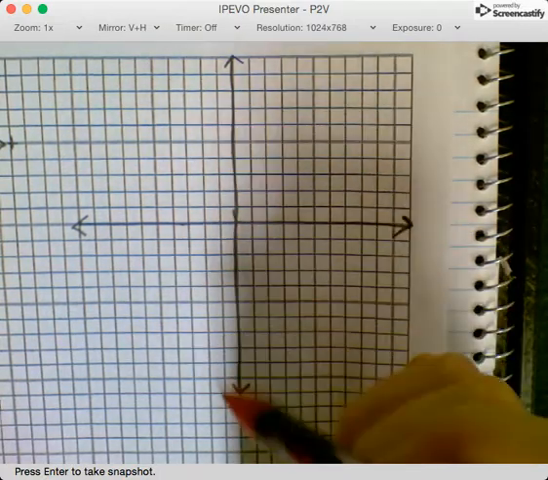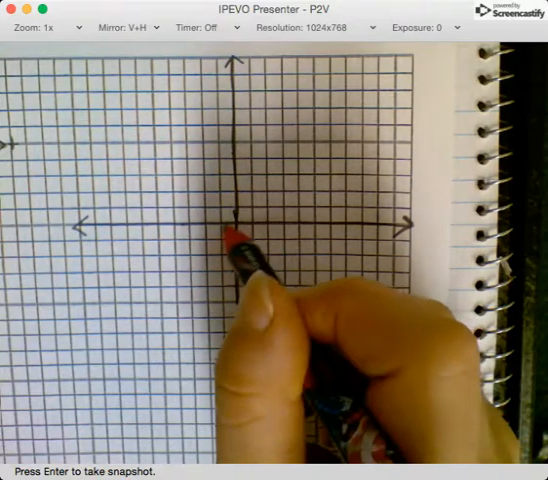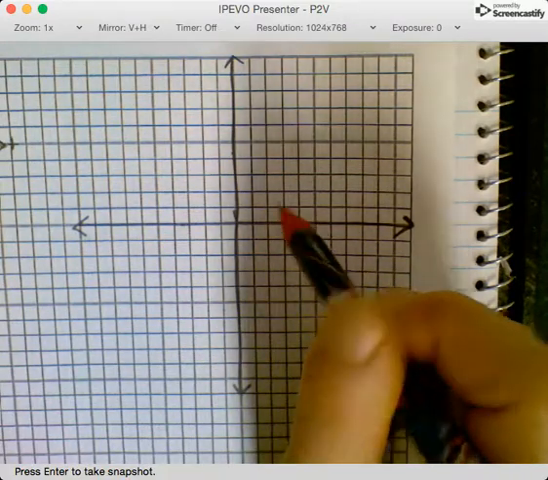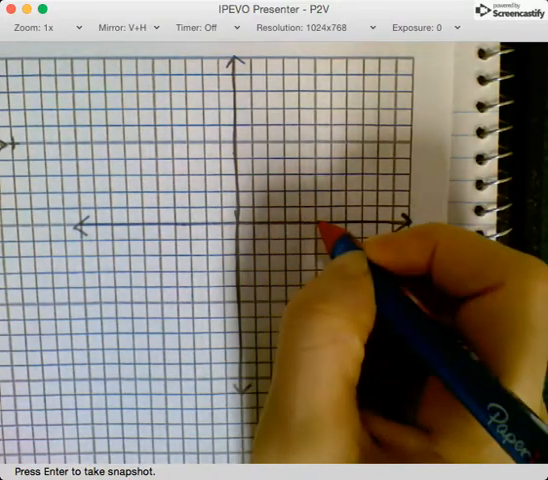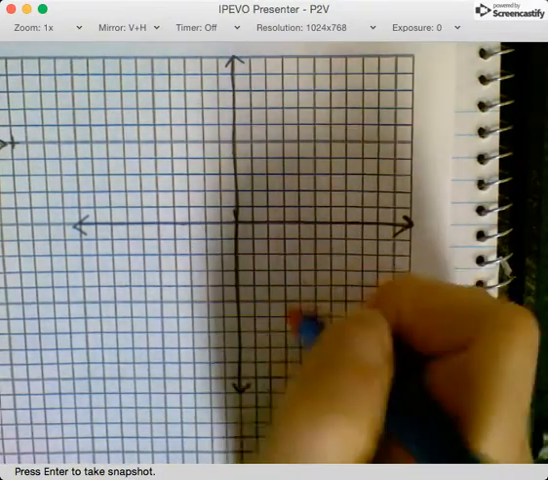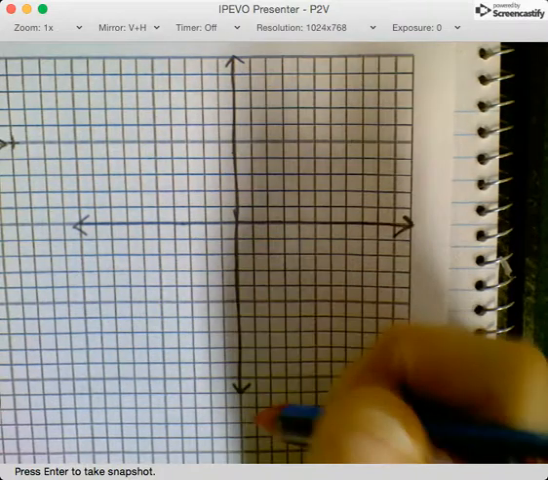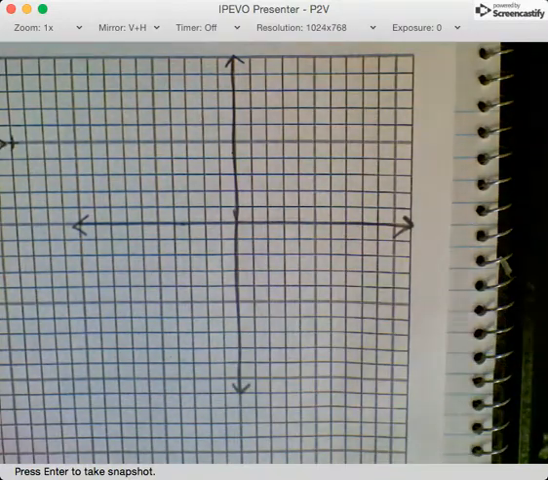If you were going to locate a point on the number line, you would have a number going to the left or to the right first, and then you would have an amount going up or down second. Okay, so we're going kind of past that and talking about quadrants.